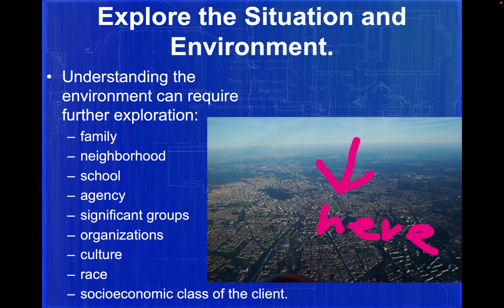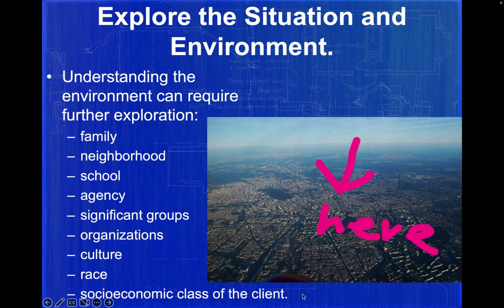Understanding the environment can require further exploration. You need to understand the family, the neighborhood, the school, the agency that you're dealing with, significant groups in the area, organizations, culture, race, socioeconomic class of the client. You need all of that information. On the Navajo Nation, this is not difficult because it's the Navajo Nation. So you've got the race and the culture down, but what organizations are you dealing with? Are you dealing with Adabi? What are you dealing with? The school that you're dealing with, is it Round Rock or what?